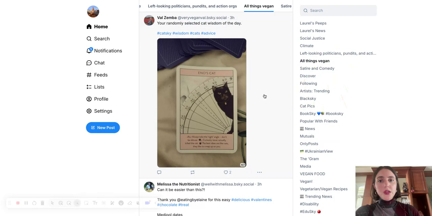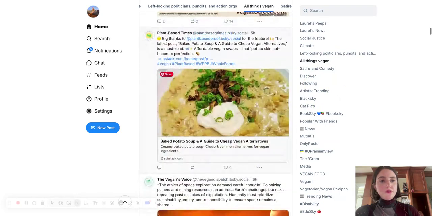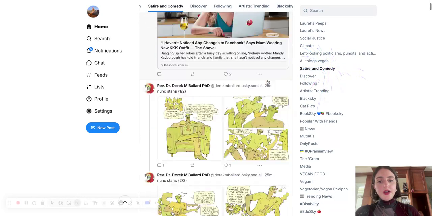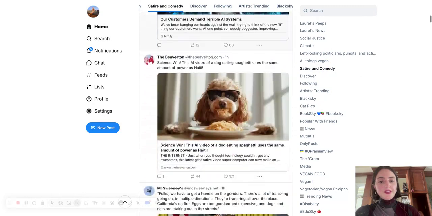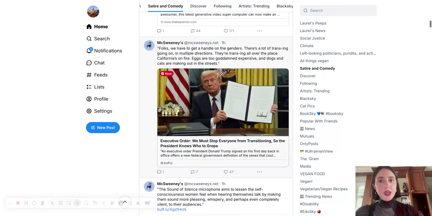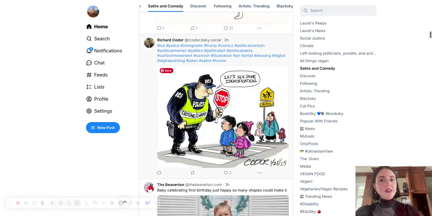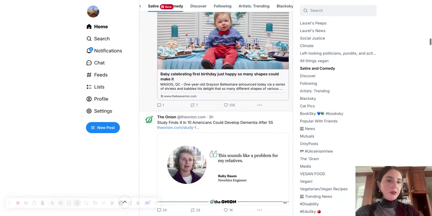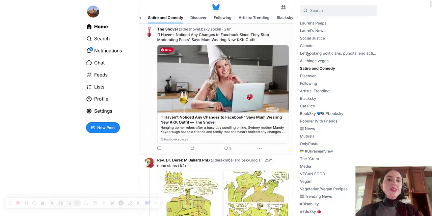I've got a vegan one, so this is like vegan news and recipes. Satire and comedy, so a lot of this is political silliness. We've got McSweeney's and The Onion and some political cartoonists. So those are ones I've made.